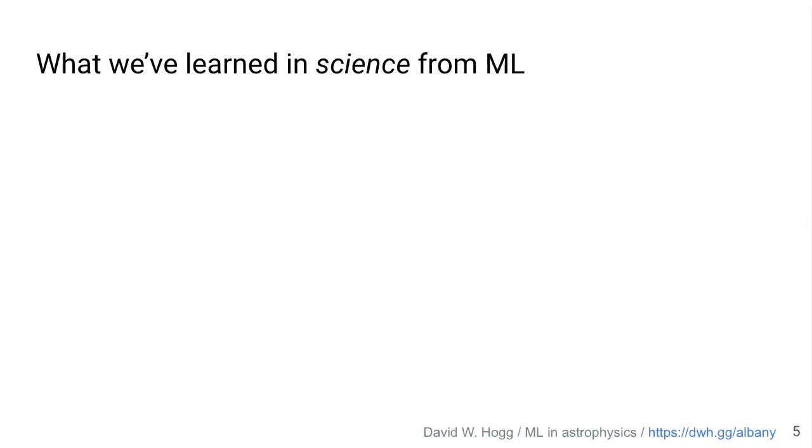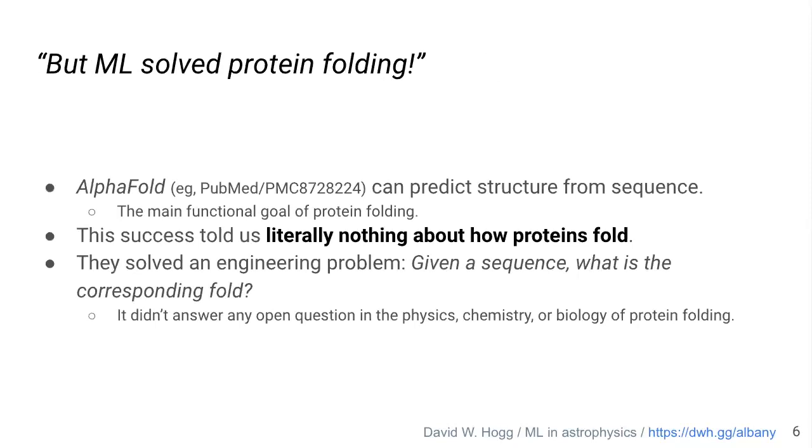So then you could go here, what have we learned in science from machine learning? And back when Twitter was a thing, I asked that question on Twitter and said nothing. And the response was machine learning solved protein folding. And I don't know what news feeds you all read, but there was an important result, which is called AlphaFold, which is from DeepMind. And there's a whole bunch of papers about it. The PubMed reference I have there is, I think, the best of the papers, but there's a bunch of papers.